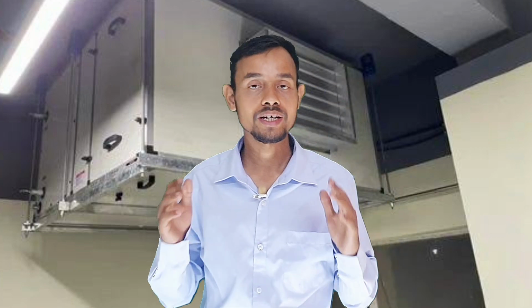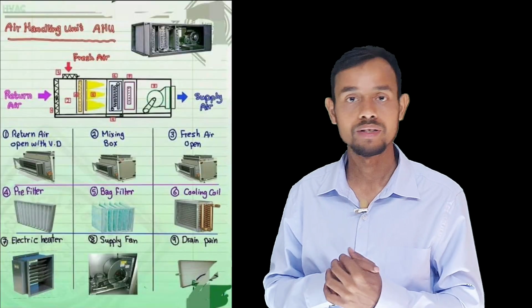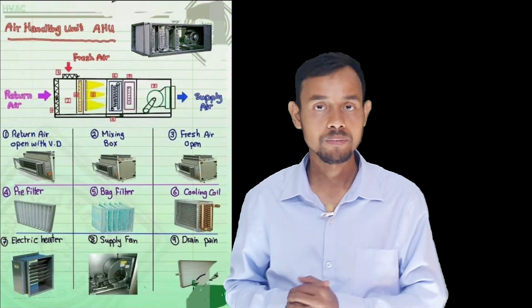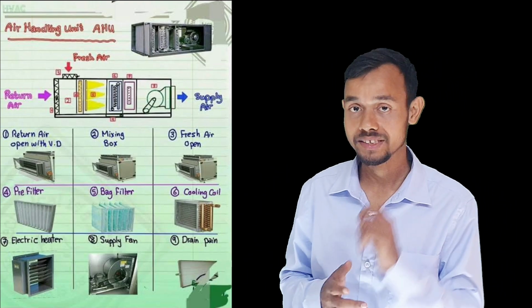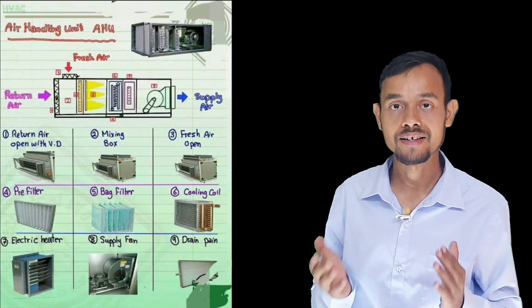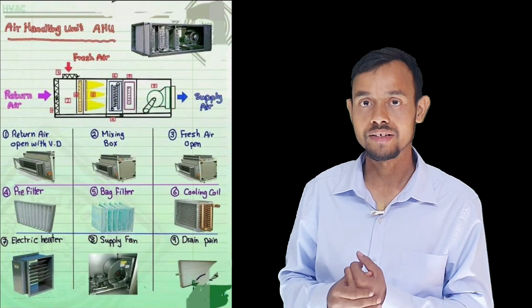Okay, so let's see the components of AHU. The main components of any AHU are: first is housing, second is blower, third is cooling coil, fourth is heating coil, fifth is air filters, sixth is dampers, and seventh is the condensate line drain, condensate drain tray, and ducts.